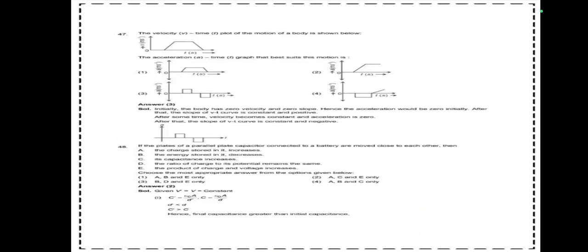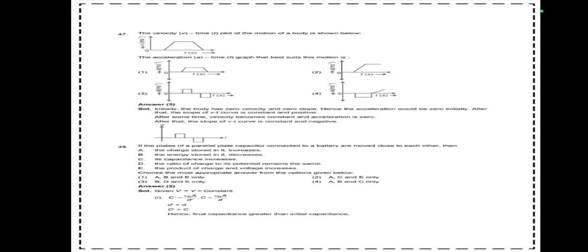Question number 47. The velocity v versus time t plot of the motion of a body is shown below. The acceleration versus time t graph that best suits this motion is... Answer is 3.